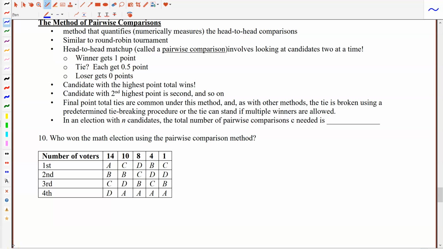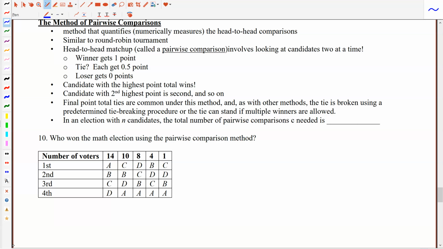The final voting method that we're going to look at in this course is the method of pairwise comparisons. This method will quantify or numerically measure the result of all the head-to-head comparisons between any two candidates. This is very similar to a round-robin tournament where everybody plays everybody else.